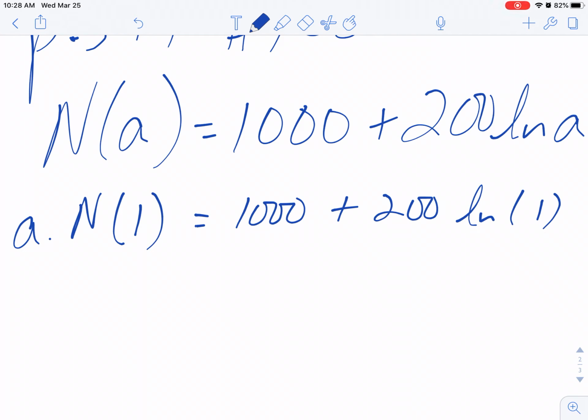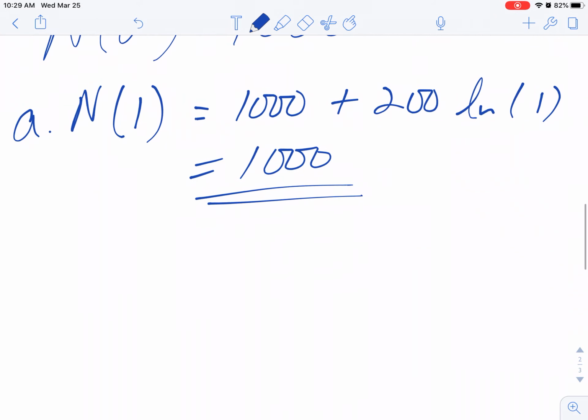So part A, they ask you to find out how many units were sold when a is 1. So all you need to do is take your calculator and type it in properly. This one is just asking you to substitute in a 1. Just make sure you use the ln button. Okay, so that's 1,000 units. That means if they spend $1,000 on advertising, they sell 1,000 units.